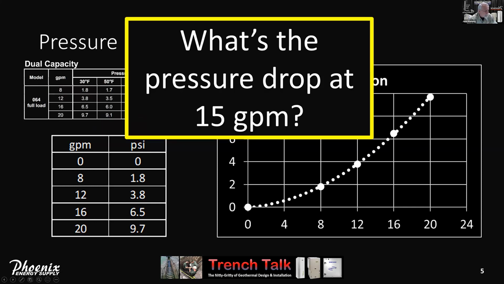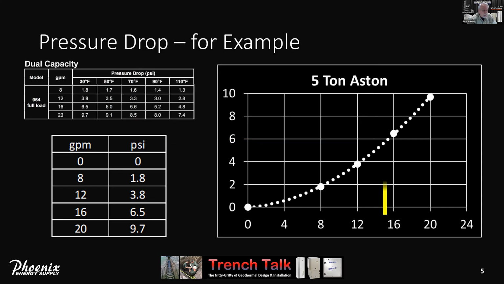Excuse me. So what's the pressure drop at 15 GPM? How do we get there? Well, we can look at the plot and draw a line up from 15 GPM. And yeah, we can say it's probably somewhere between 5 and 6 PSI. But there's a mathematical way to get there.